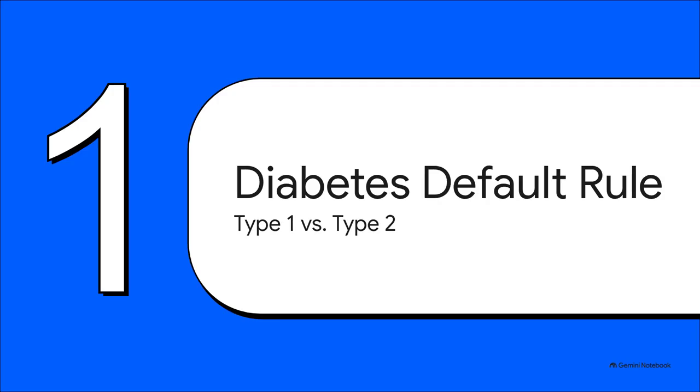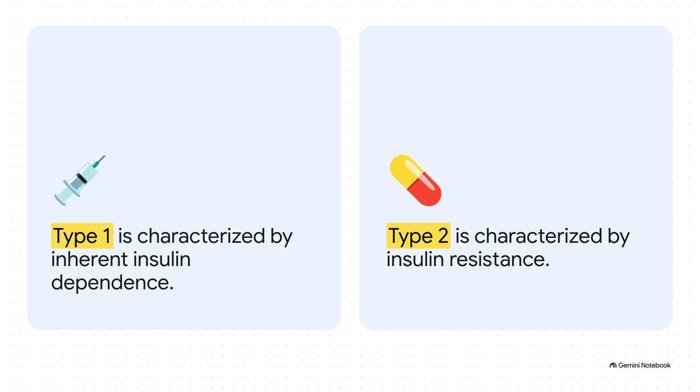The diabetes default rule. We need to start by looking at our foundational categories in Chapter 4, which are E10 and E11. Now, the distinction between these two categories is the absolute bedrock of your coding accuracy. Type 1, which you'll find over in category E10, involves inherent insulin dependence. The body simply isn't making enough or really any insulin. You'll often see this historically referred to as juvenile diabetes, though age isn't the sole determining factor anymore.